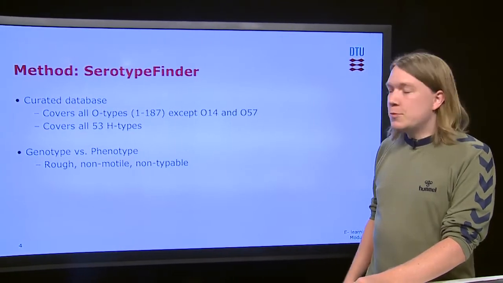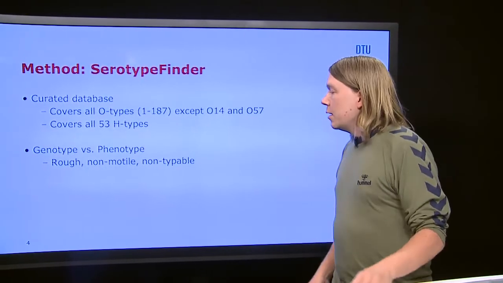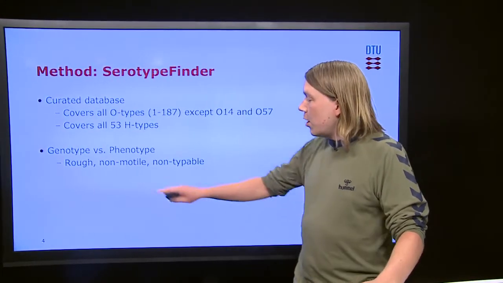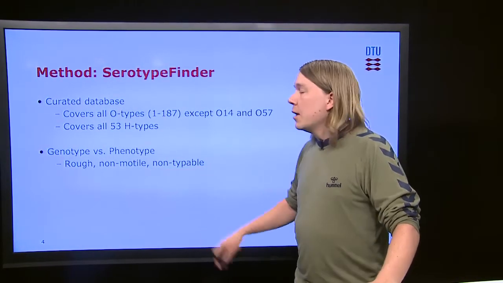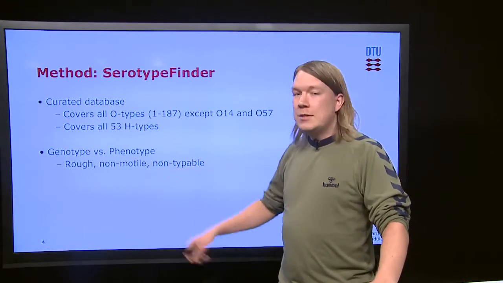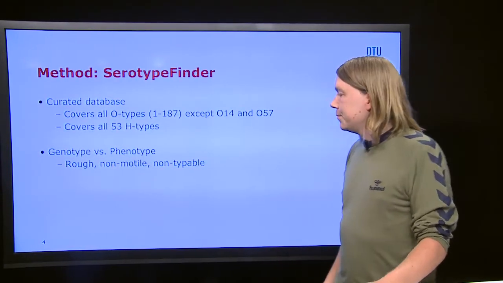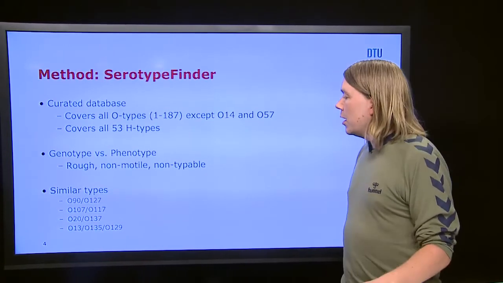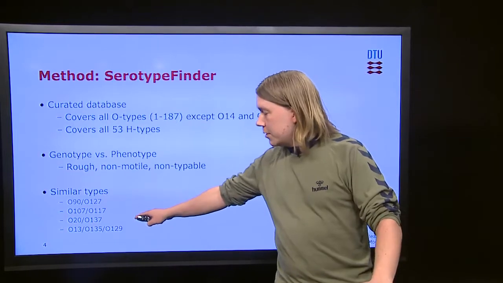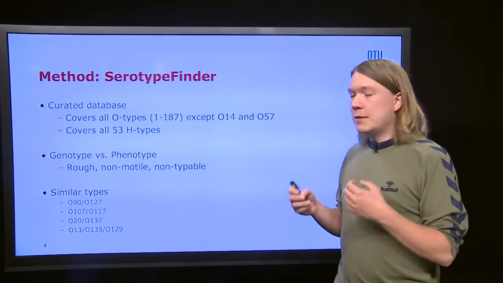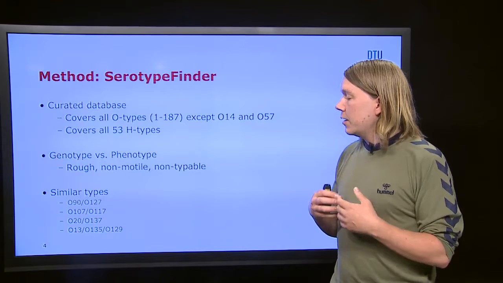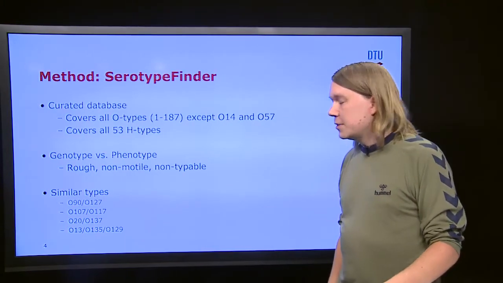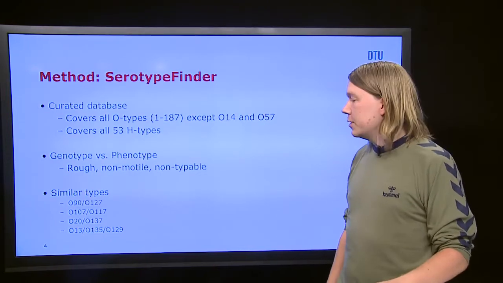There are some discrepancies between the genotypes and the phenotypes, and this is mainly to do with the phenotypes that are typed as rough, non-motile, or non-typable. These will often get a genotype that is an actual serotype. Now, SerotypeFinder does have some issues, and the issues are with the types that are listed down here. The issue is that the genes that we are using to actually serotype are completely identical for these different types, and therefore we cannot distinguish between them.